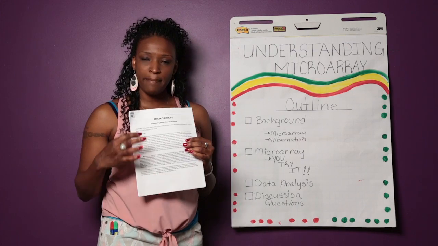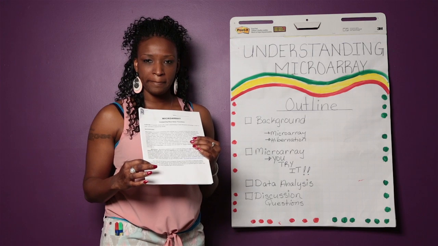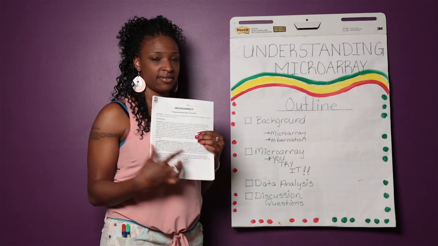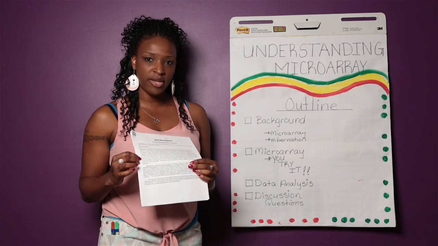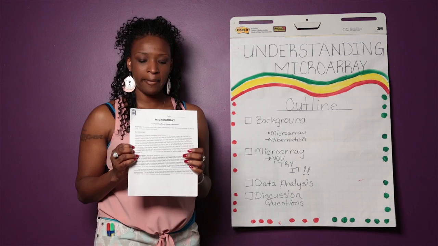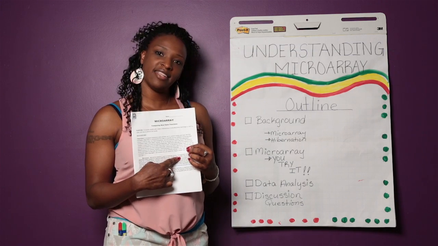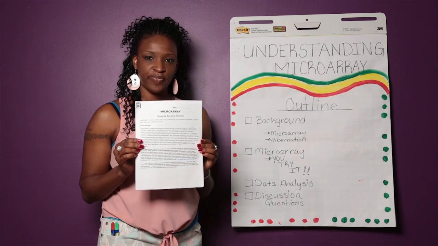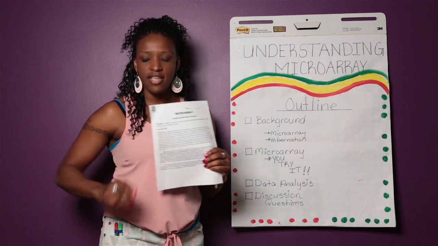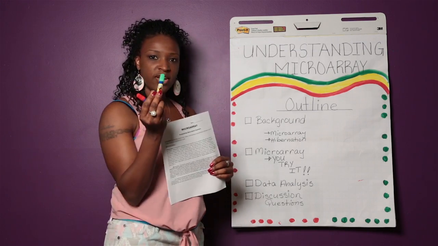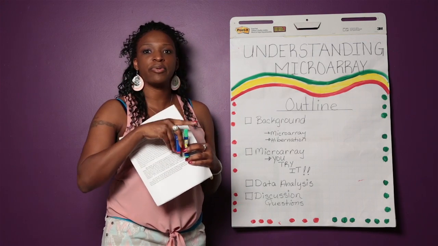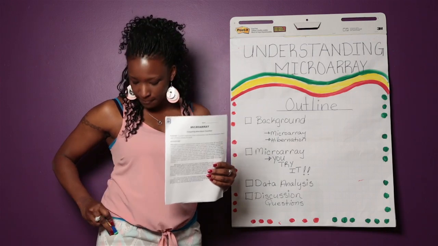In this packet you'll find background information about microarray and also a link to more information. And you'll also find information about hibernation, which is the condition we're going to use for our experiment today. And you'll also find a link to more information about hibernation. Besides this paper right here, the only thing you'll need is two colors, green and red. It can be crayon, marker, color pencil, whatever you would like.